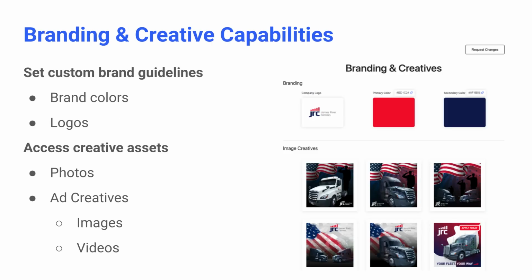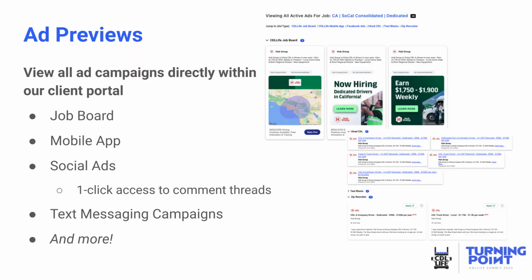In the branding and creative section, you can save your brand guidelines for easy access for our graphic designers to reference. You can know in the moment which creatives we have running for your campaign, including images and videos. You can store all of your creative assets in this ad library, and all of that helps you determine when it's time for a creative refresh.